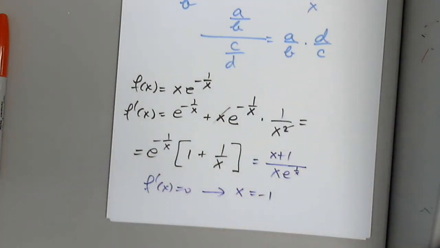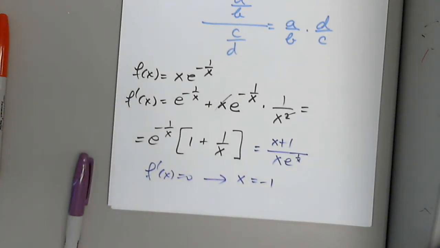Can this function be undefined? Remember, critical numbers may come from f prime being undefined. This is never 0, and this is 0 where the function is undefined. So no critical numbers come from f prime being undefined. This is the only critical number.